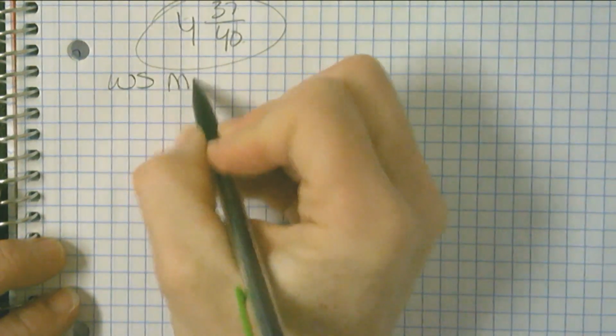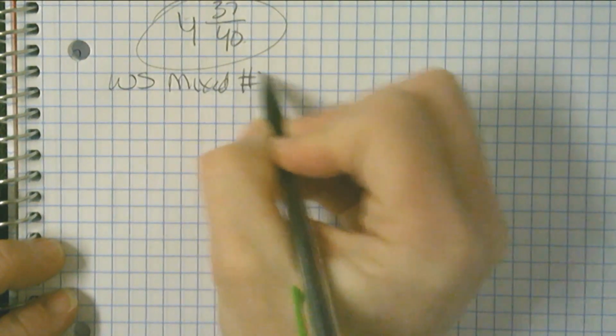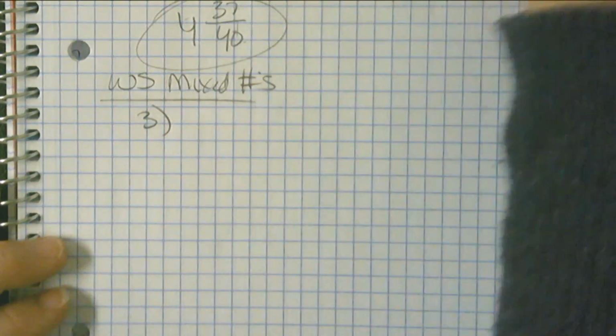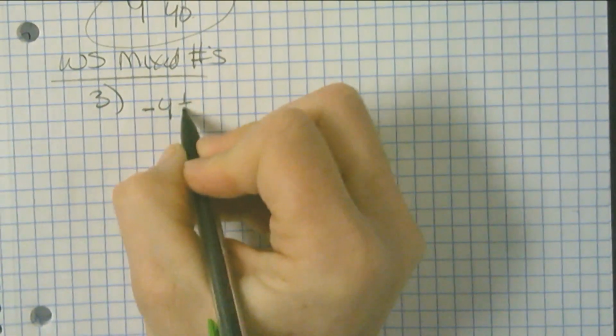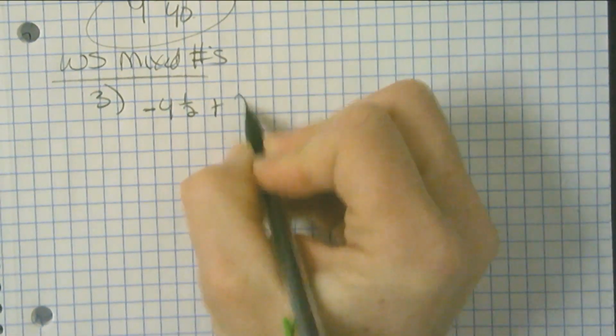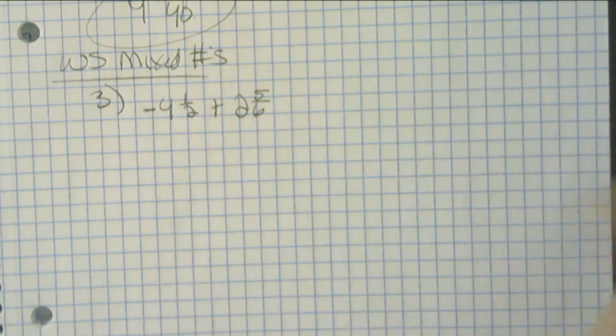Let's take a look at number 3. So this is my worksheet of mixed numbers. Number 3. All right, number 3 said, I have -4 and 1/2, and I'm adding to it 2 and 5/6. Is this the one you're talking about?